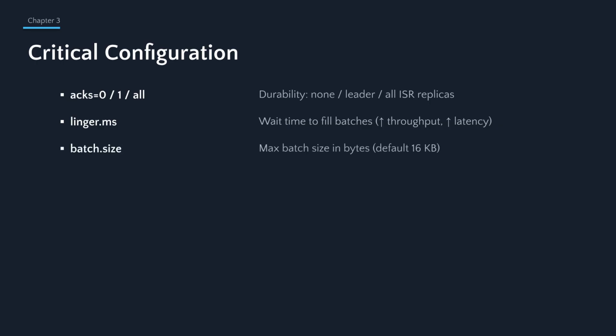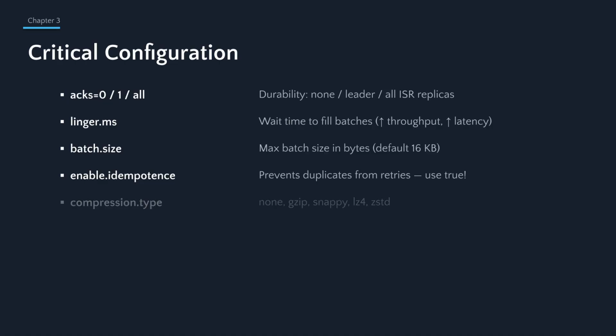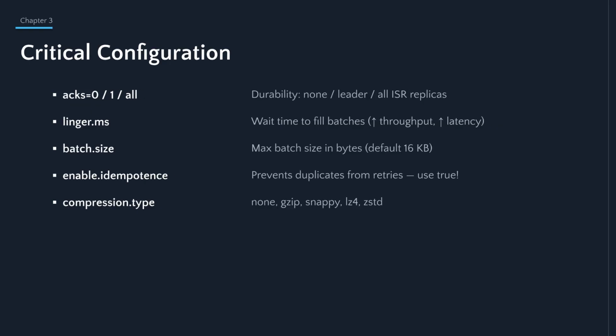batch.size sets max batch bytes, default approximately 16 kilobytes. Larger batches improve efficiency. enable.idempotence should almost always be true. It prevents duplicate messages during retries with minimal overhead. compression.type reduces network and disk usage: none, gzip, snappy, LZ4, ZSTD. In practice, LZ4 or ZSTD gives the best balance of speed and compression.